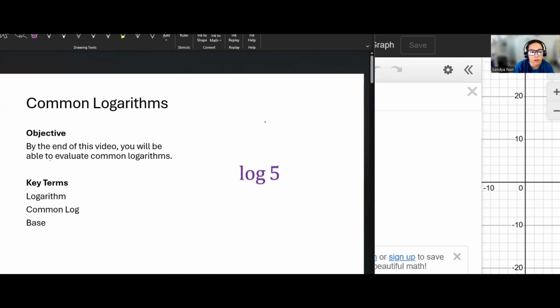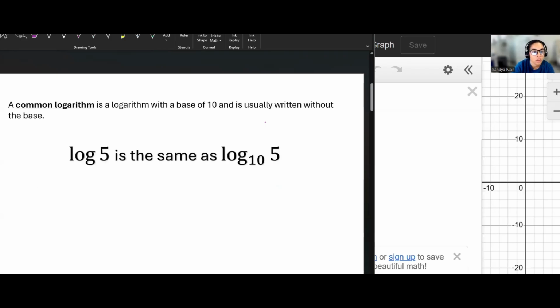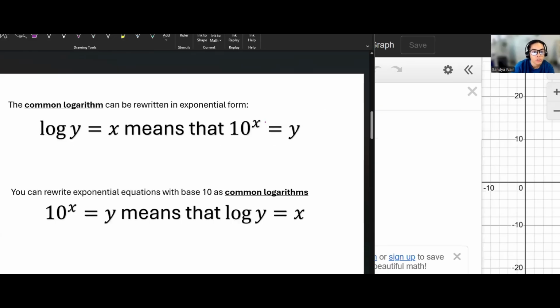In this video, we're going to talk about how to evaluate common logarithms. A common logarithm is a logarithm with a base of 10, and it's usually written without the base. So the log of 5 is going to be the same as the log base 10 of 5. The common logarithm can be rewritten in exponential form.